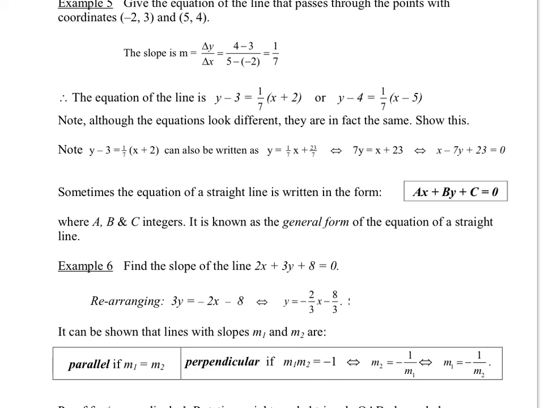Looking at this, you can see what the slope is. The slope is the number multiplying the x. It's negative 2/3. So the slope is negative 2/3.